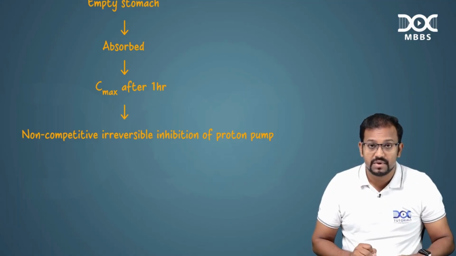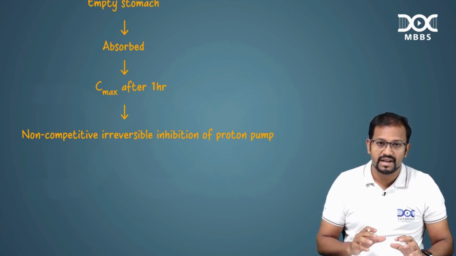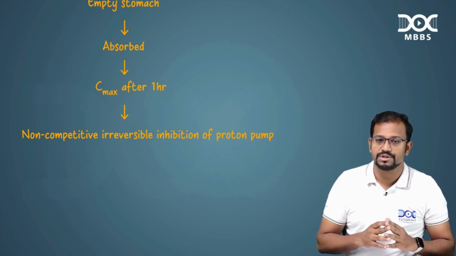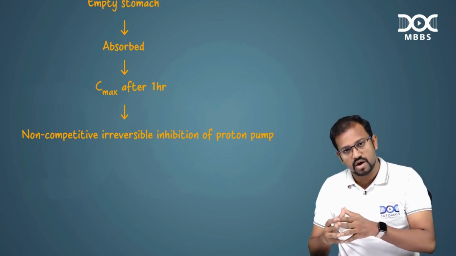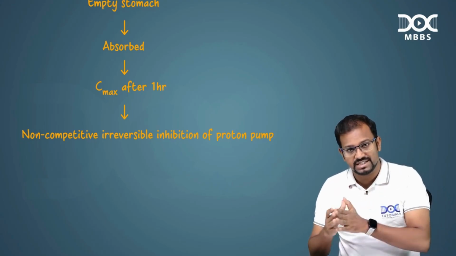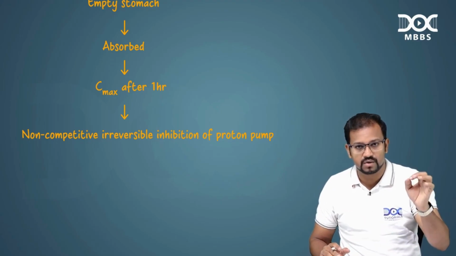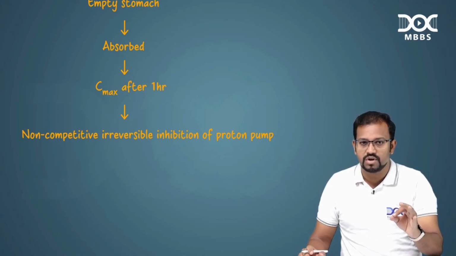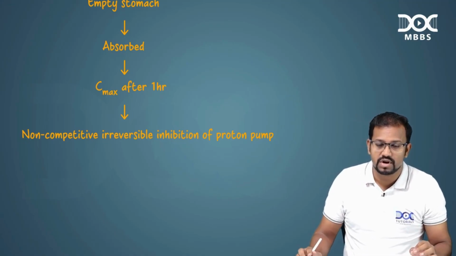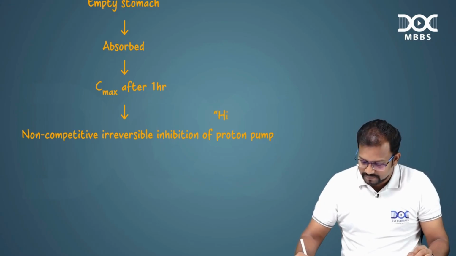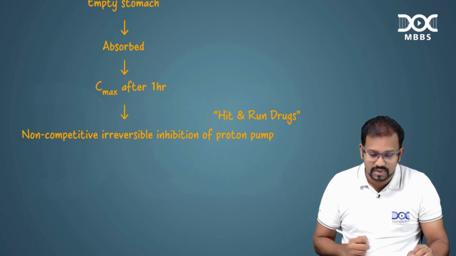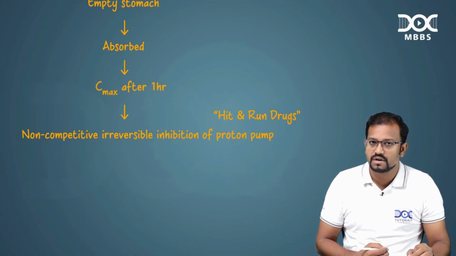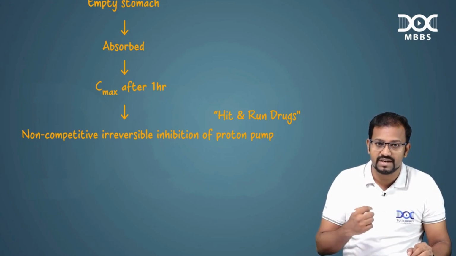which means that immediately after its binding and producing its inhibition, later on the drug will be excreted out from the body. But even after the drug is excreted out from the body, the effect of that drug will stay there. That's the reason why we call them hit and run drugs. Why? Because as I've told, even if the whole of the drug has been excreted out from the body, the drug's effect will continuously be seen within that body.